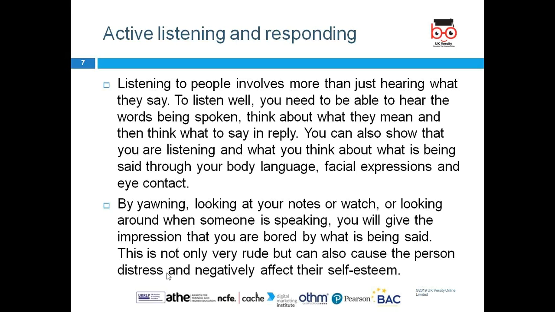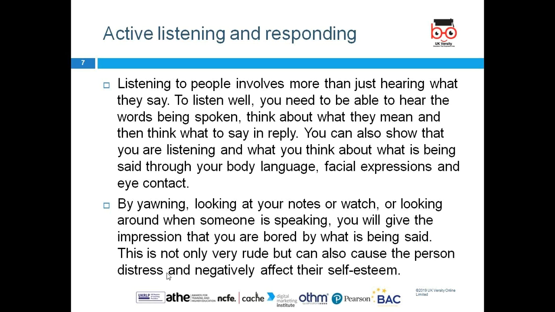So another part of this is active listening and responding. When you're with a patient, with a service user, you need to actually show them that you're actively listening to them and you're actually responding to what they're saying to you. So you can't just be sitting there all stoic or yawning or distracted or looking at your charts. You actually need to be looking at them. Show them your facial expressions, have eye contact, make sure you have open body language. So you're not sitting with your arms folded or slouching down in the chair. You're actually showing them active listening.